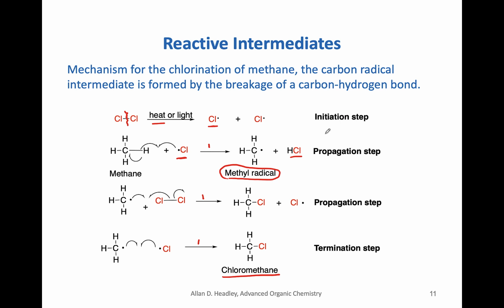You will recall that for this type of mechanism, they have their names: initiation step, propagation step, where more radicals are produced. And here's another propagation step. A radical produces another radical. And a termination step, where radicals are terminated by coupling, or coming together, to form a neutral product.